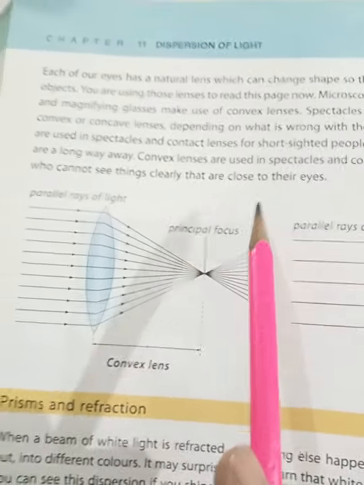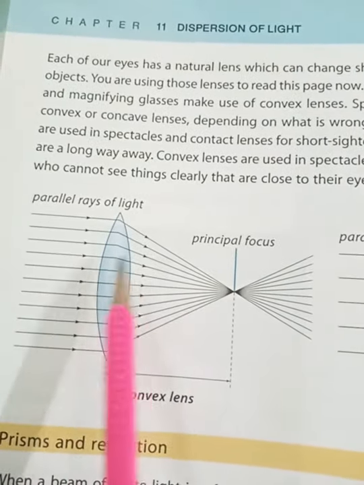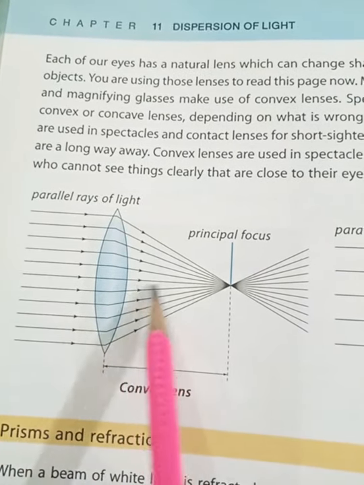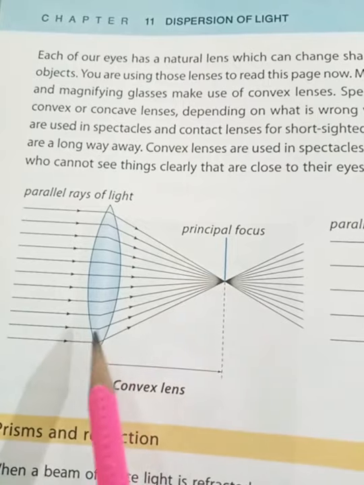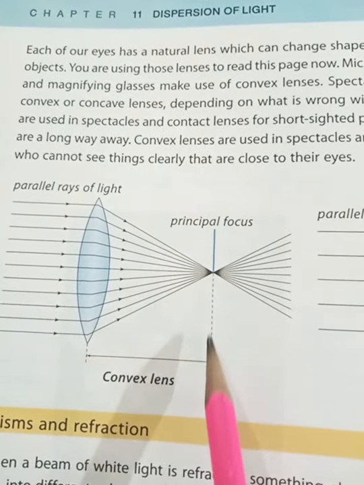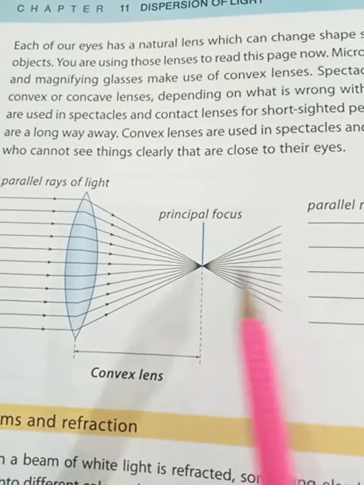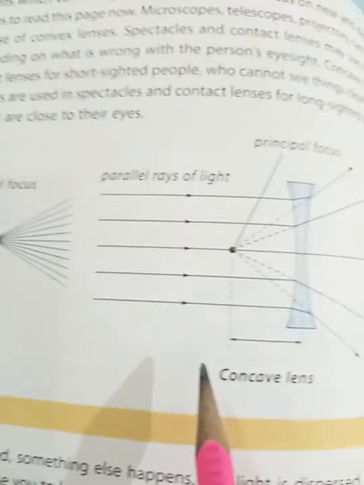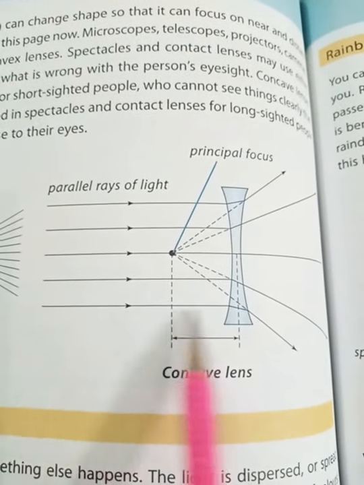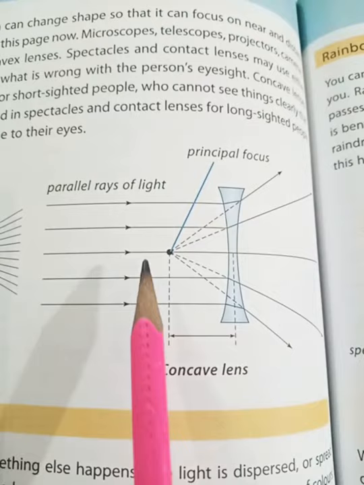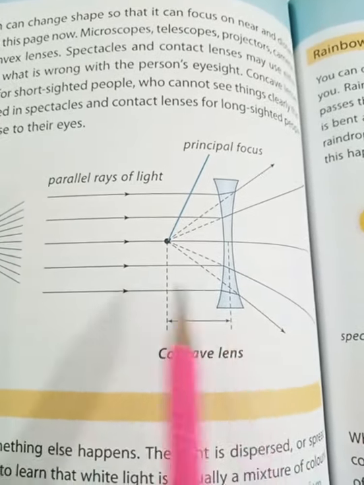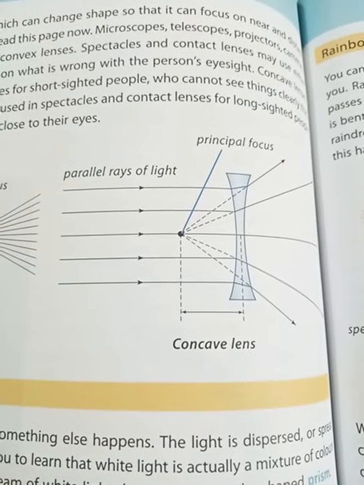Here the parallel rays of light are coming to the convex lens, and after that they are coming to one focus point. This is called the principal focus, and after that they go on again. Now here in the concave lens, parallel rays of light are coming through here, and before the lens here is the principal focus. They are emerging in different directions through the concave lens.